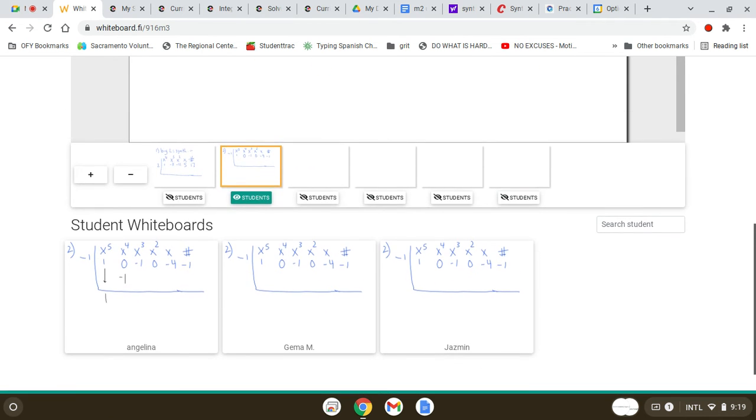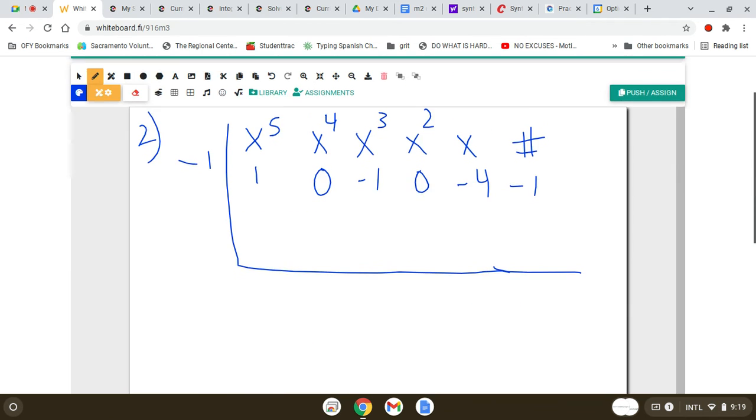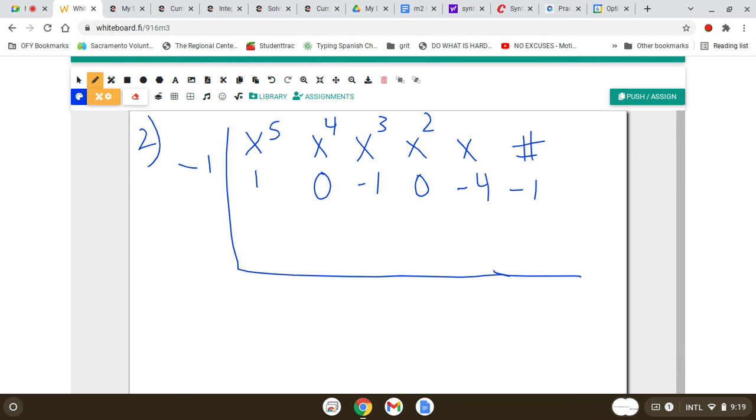So what we're going to be doing. Oh, también, that whiteboard site does work on your phone, by the way.